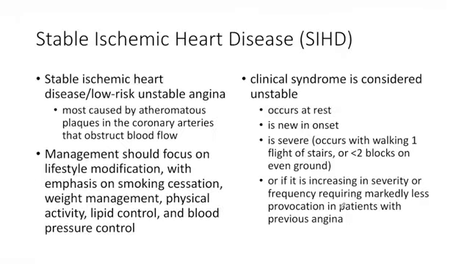So chronic coronary syndrome, so stable ischemic heart disease is basically low risk, unstable angina, lifestyle modification, smoking cessation, weight management, physical activity, lipid control, and blood pressure control. Clinical syndrome is considered unstable if any of these things occur: the chest pain occurs at rest, is new in onset, is severe, or it's increasing with severity and requiring less provocation in patients with previous angina.